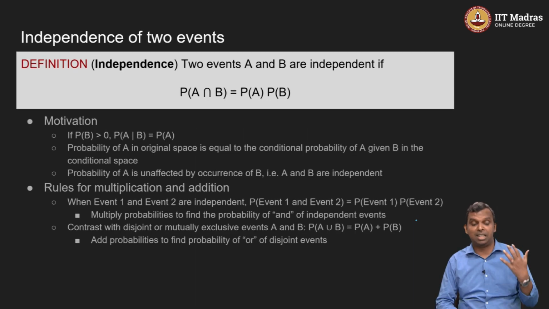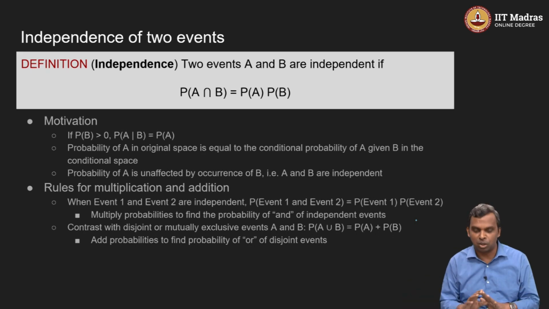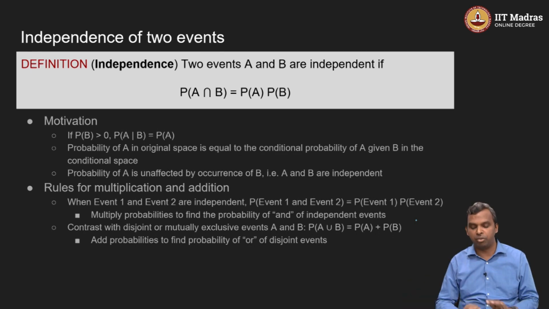Here's the definition. Independence of two events. There are two events A and B in a sample space, and when do we say they are independent? This is the only way you can say two events are independent: probability of A intersect B has to be equal to probability of A times probability of B. That's it. There's no other intuitive way in which you can define independence. There's no other definition. Two events A and B are independent if P(A ∩ B) = P(A) × P(B). The product of the two probabilities should be equal to the probability of the intersection.